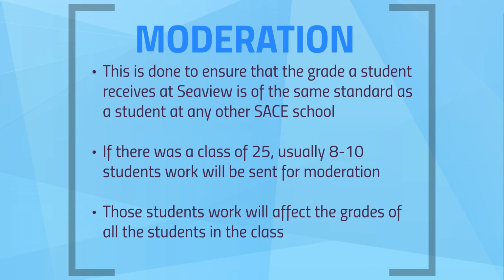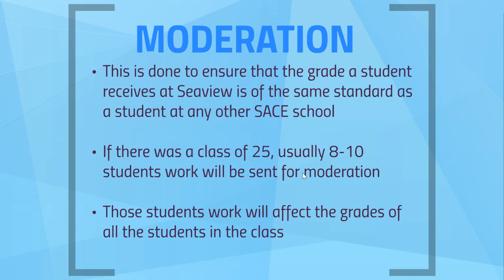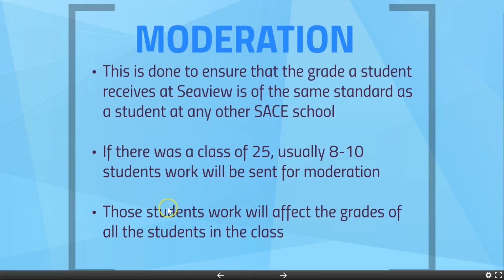So what normally happens is that the teachers at the end of the year have to send samples of student work into the SACE board, and they get looked at compared to all the other student work from across the state and obviously other countries, and to make sure they are at the same standard. So if there's a class of 25, normally that would mean about 8 to 10 samples of student work will be sent in for moderation. They look at all the different grade bands from A+ down to E-. Those students' work that is sent in will affect the grades of all the other students in the class.